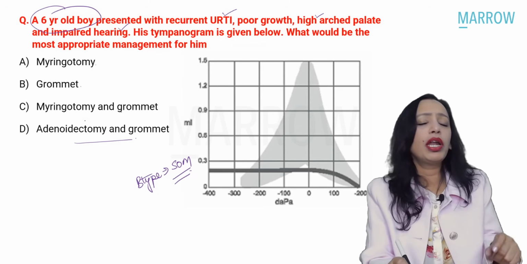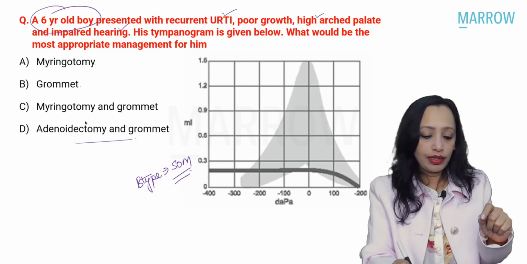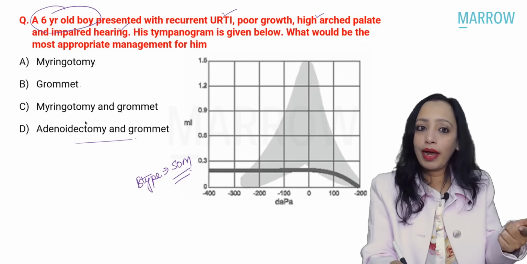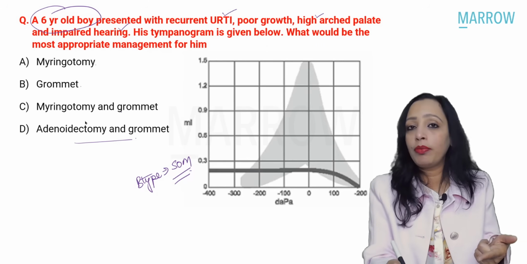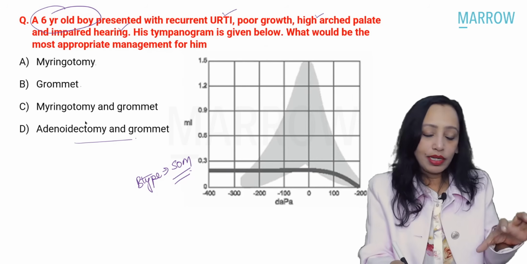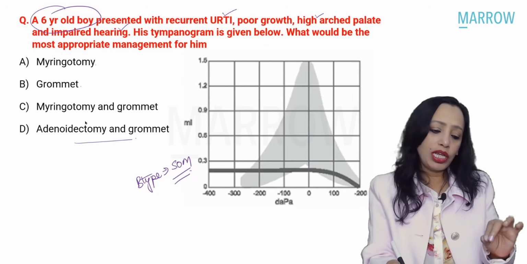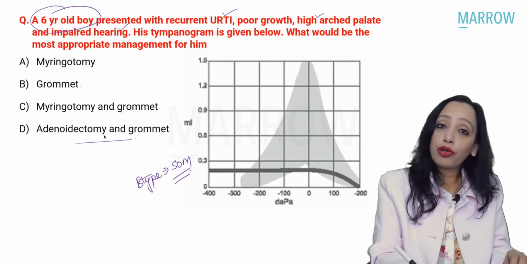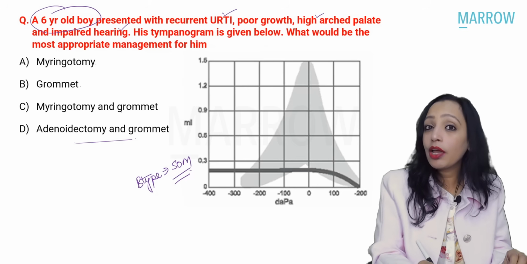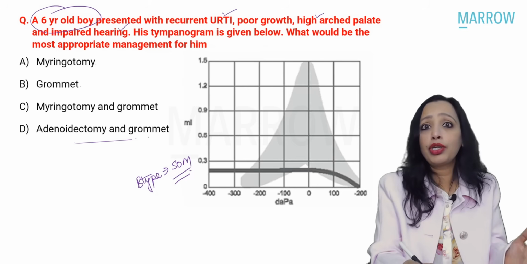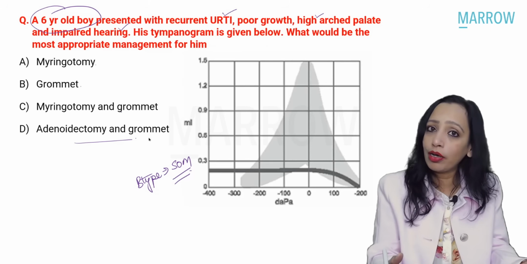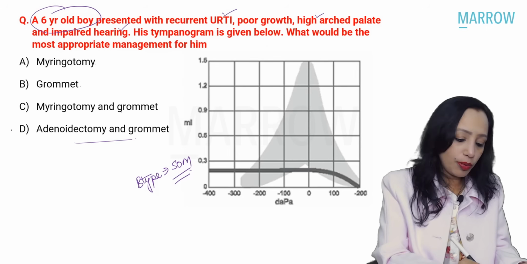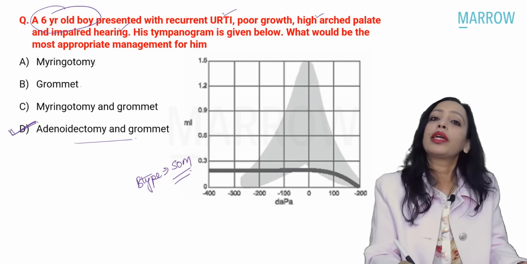In fact, this has been a direct repeat. The students were telling me that, by chance, I had just told them while doing the serous otitis media myringotomy topic that this was a previous question, and the same question was asked this time in INI-CET. So yes, adenoidectomy and grommet. Why not just myringotomy and grommet? If you're putting a grommet, it is obvious that you cannot put a grommet without doing a myringotomy. So if it is said that you have put a grommet, myringotomy is understood. So the most appropriate answer here is adenoidectomy and grommet.